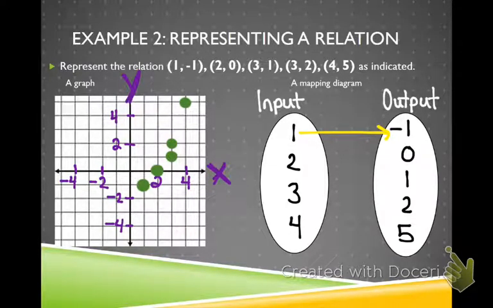Okay, so we go from 1 to -1 because that matched up the ordered pair. All right, so for the next one, we went from 2 to what? 0. So we're going to draw our arrow over to 0. Go ahead and do the last 3. Draw the arrow from the input to the output that makes the ordered pair that was in the relation. Okay, so 3 to 1 and also 3 to 2. 4 to 5, okay? So what we see here is that the input 3 actually has 2 outputs, okay?